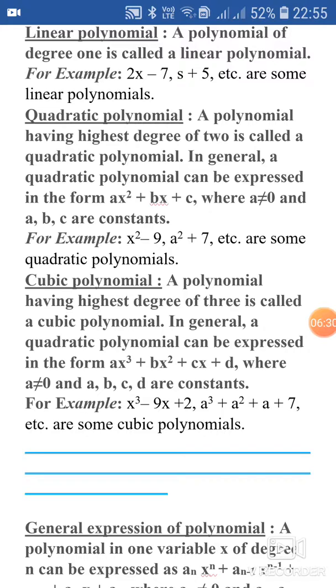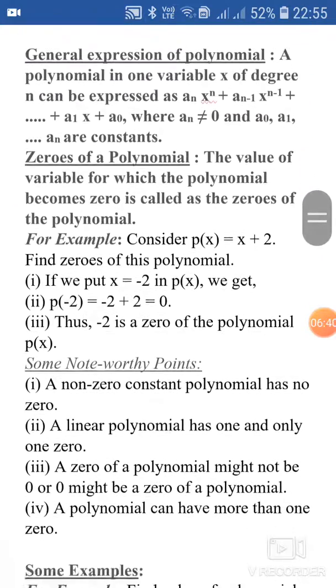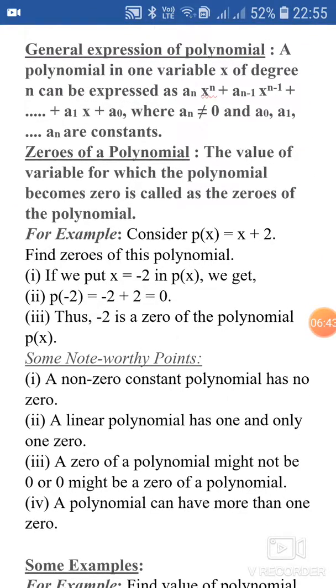So if x power is 1, then it is linear. Power is 2, then it becomes quadratic. And power becomes 3, then it will become cubic polynomial. Then after that, it comes how to write a polynomial in general form. That is always written as a_n x raised to power n plus a_(n-1) x raised to power n minus 1, plus so on, we carry on with the last term a_0.